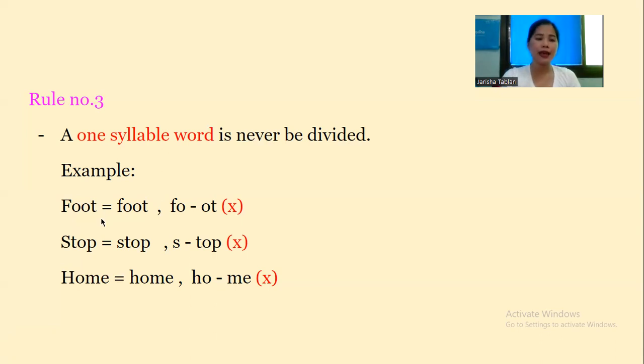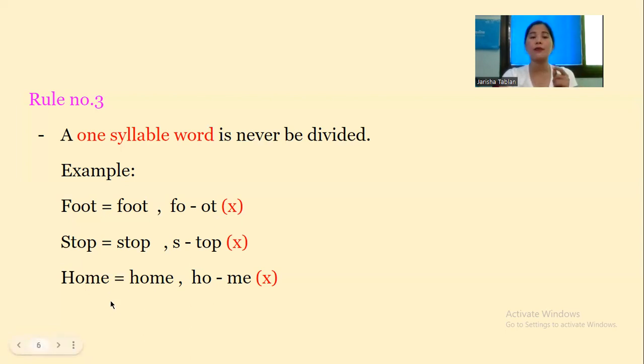Of course. Next, we have the word stop. How many vowel sounds are there in the word stop? Only one. You should not syllabize it because if you syllabize it, it becomes s-top. It's not s-top. It's stop. Stop. It's not s-top. Okay. All right. Next.